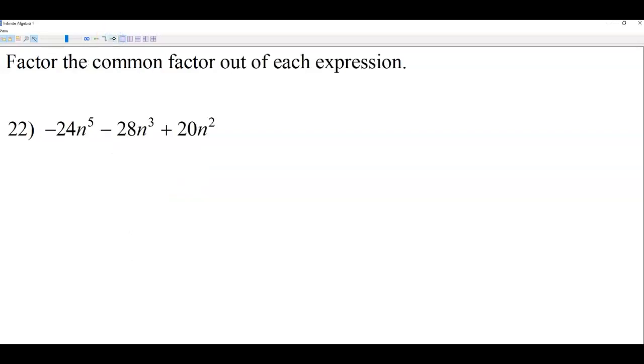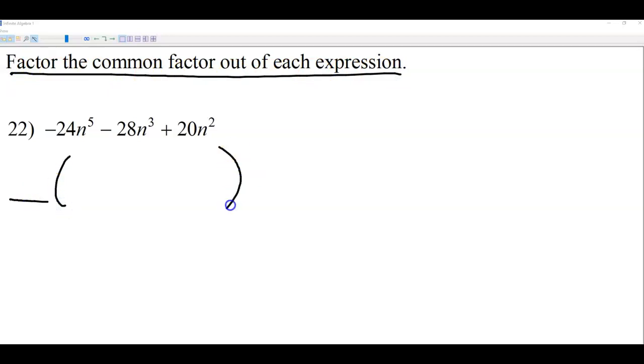Now we're moving on to factoring. The directions tell us what to do here. We're just going to take out a GCF. So when you take out a GCF, you're going to have something on the outside, and the 3 terms that you have will be changed once we take that thing out. So what can we take out? Well, first of all, we got to ask ourselves, what goes into 24, 28, and 20? What's the biggest thing that goes into all 3 of those? Well, it would be 4.